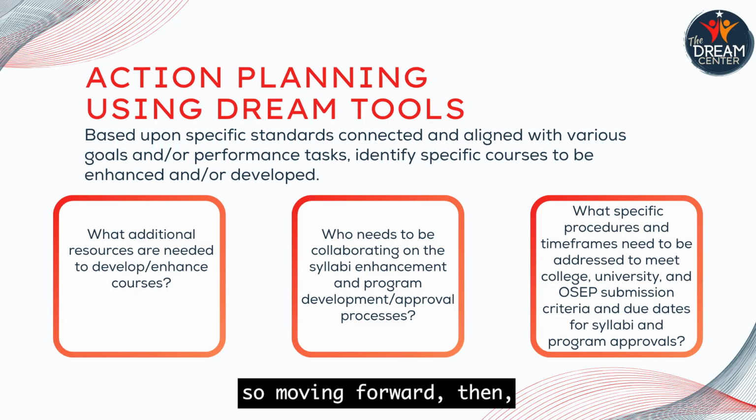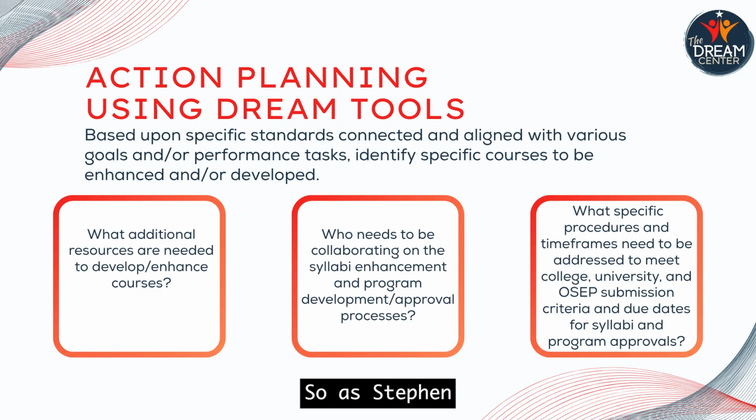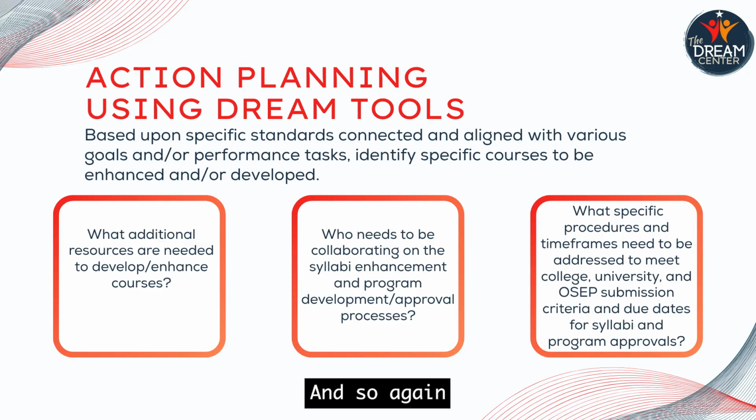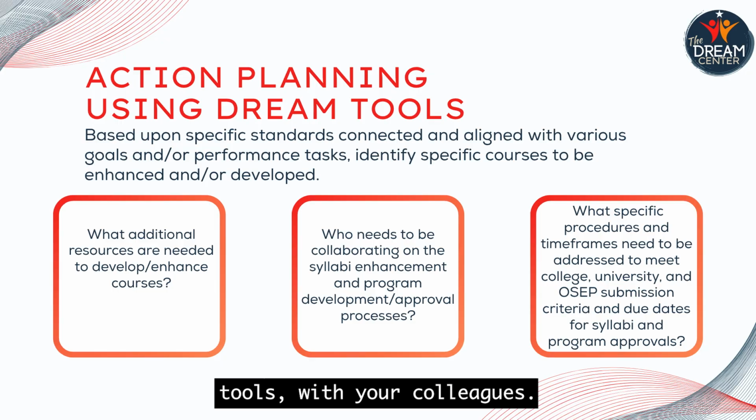So moving forward then, as we mentioned, how do we know if the program is effective? Because ultimately we don't want to do all this work and not see any change, right? So we put some goals in there. As Stephen Covey talks about, let's begin with the end in mind. And so again, to go back to the Federal Register, we're looking at the knowledge and competencies students acquire with the proposed program. We've been talking about that with the curriculum alignment tools, with your colleagues.